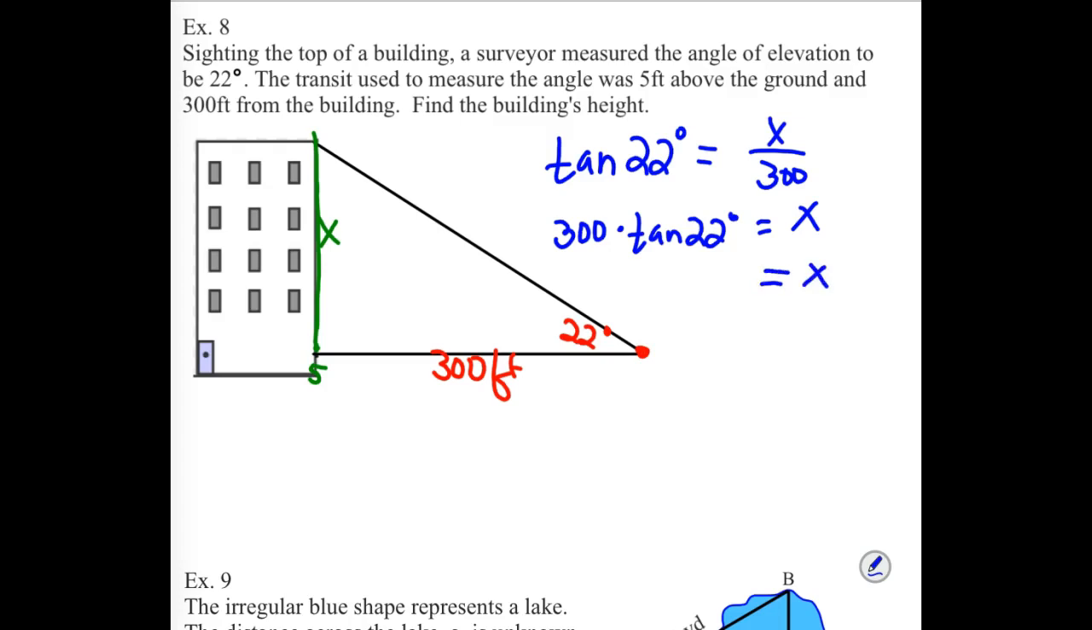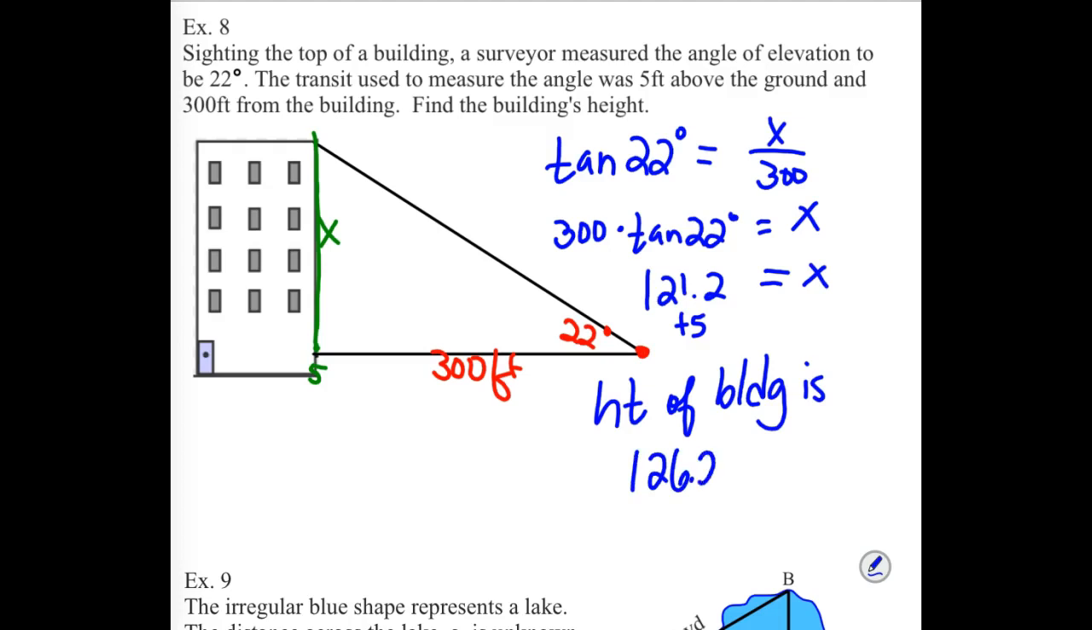What are we getting? 121.2? Now, remember that's the x part. We have to add to it what? The extra 5. So the building's height, we have to add 5 to that. We're going to get 126.2 feet.